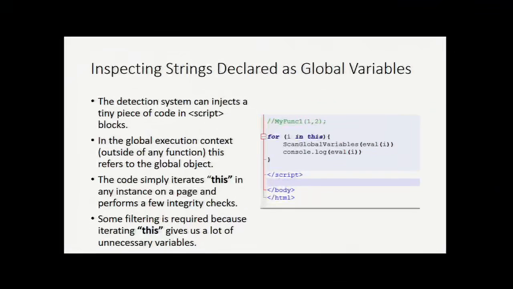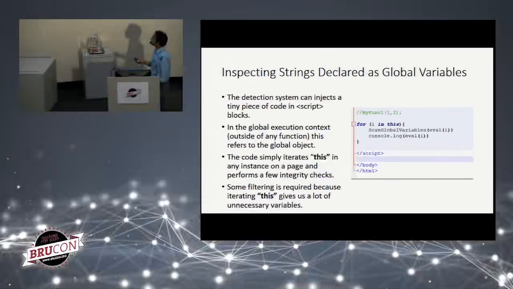In the global execution context, this refers to the global object. So from this you can iterate through this object and enumerate all the variables that are declared in global space. We are doing exactly the same thing over here. We are iterating through this object and calling a scan global variable function. So what is this function doing?